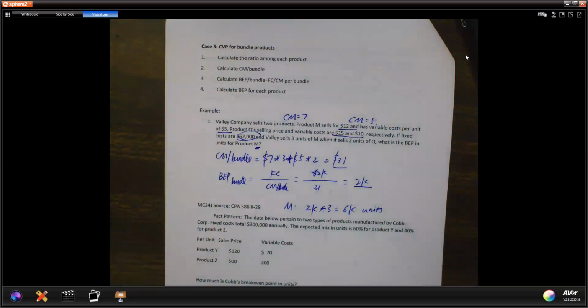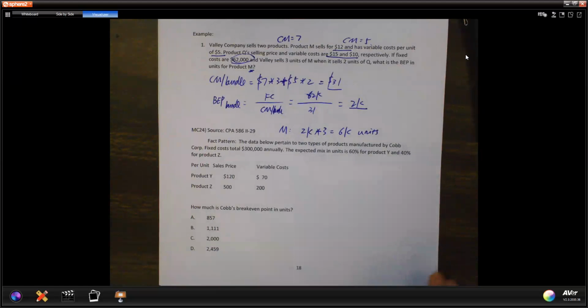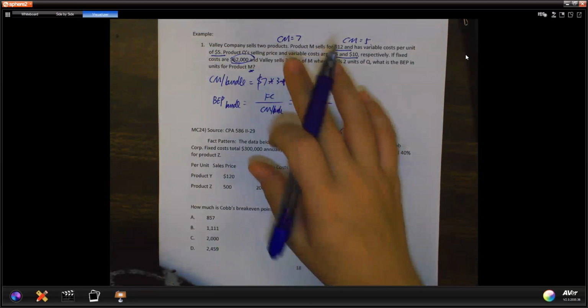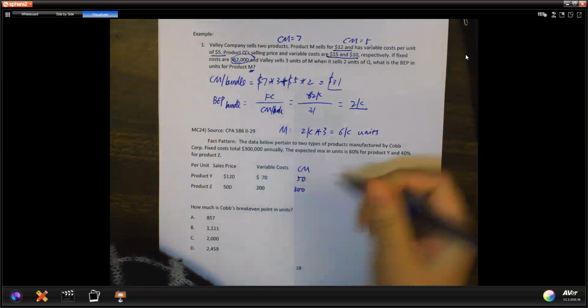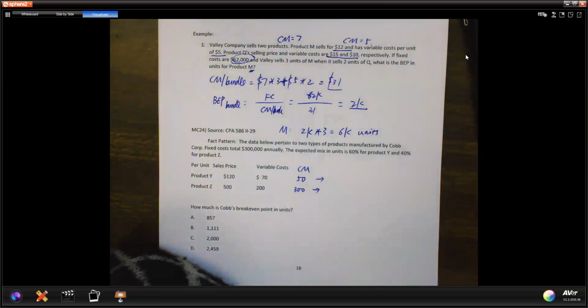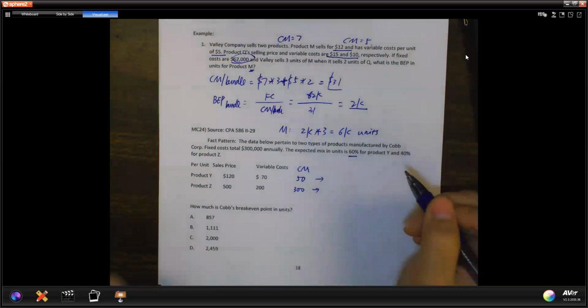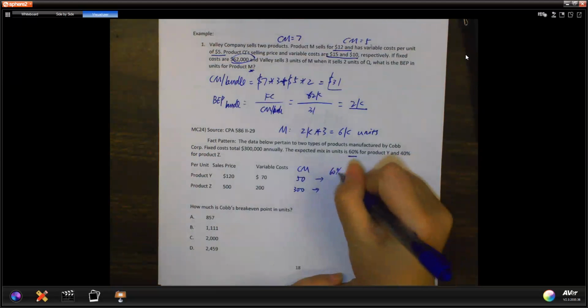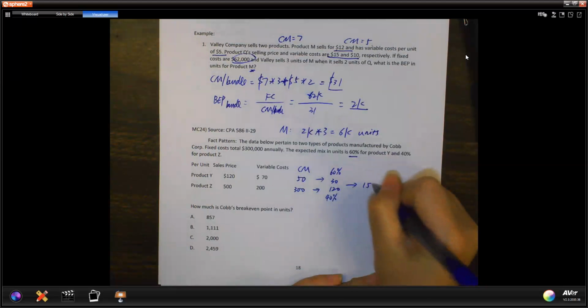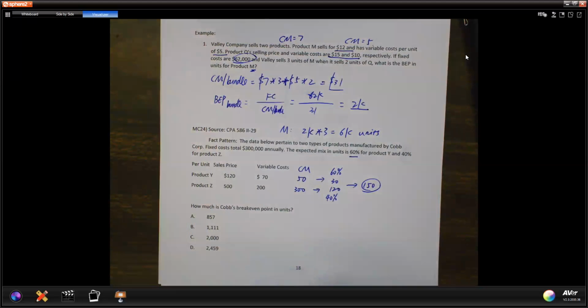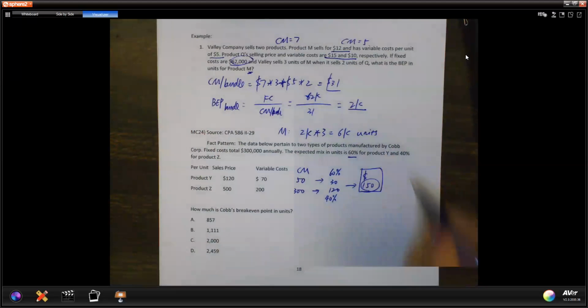Okay, the next one is the percentage. In class we just used the percentage, but I did some work, and I think using the ratio also works. Here the contribution margins are 50 and 300, and based on our class discussion the mix is 60% from Y and 40% from Z. Taking 60% gives 30 and 40% gives 120, so your bundle is $150. This is a weighted average.